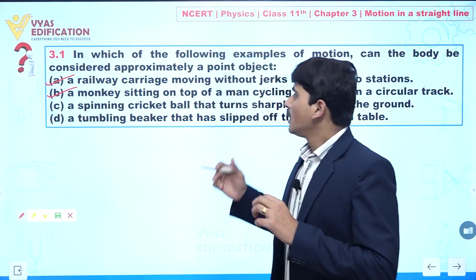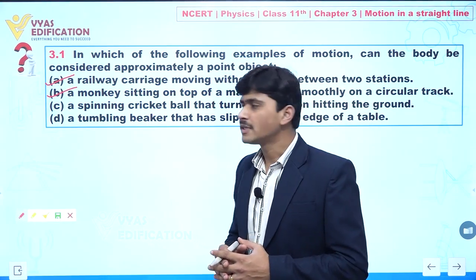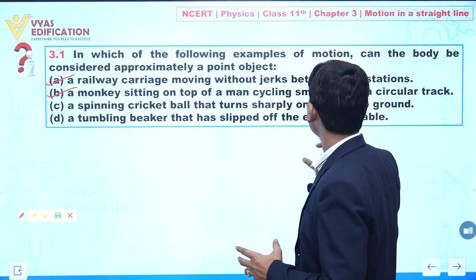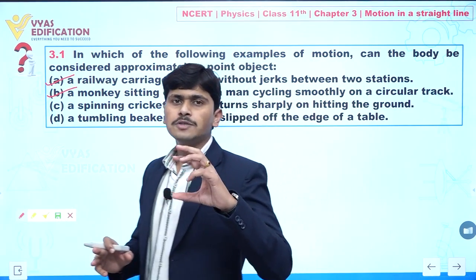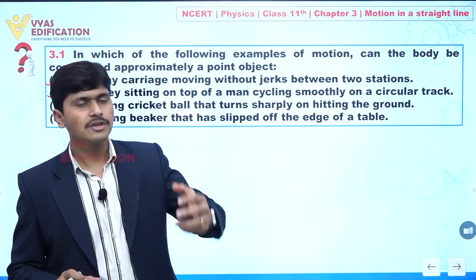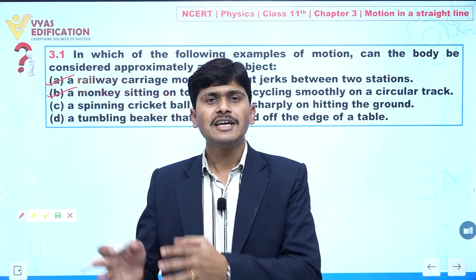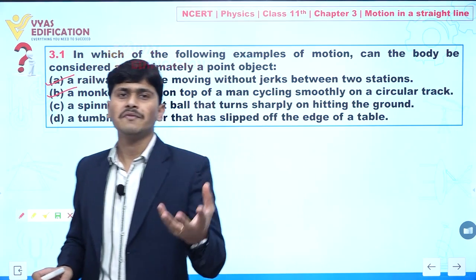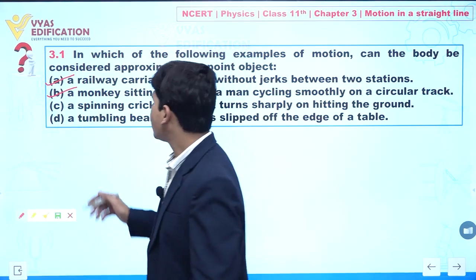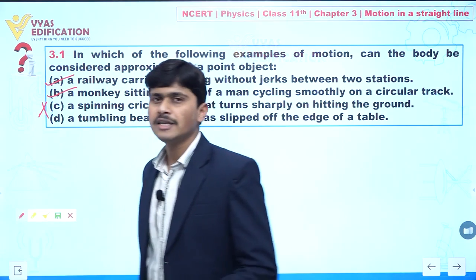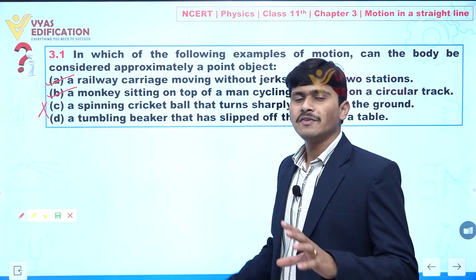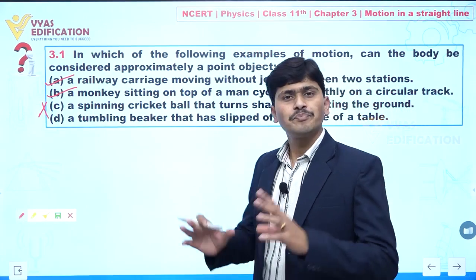Clear? If we talk about situation number C, a spinning cricket ball that turns sharply on hitting the ground. So, when the spinning ball hits the ground and then turns, the distance covered in turning will be comparable with the size of the ball. Clear? So, we cannot treat the ball as a point object. It means in situation C, we will not take the ball as a point object.